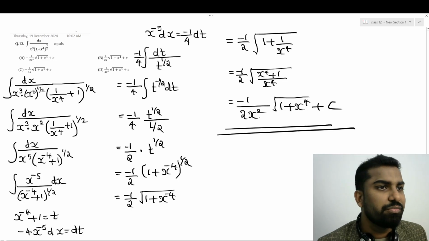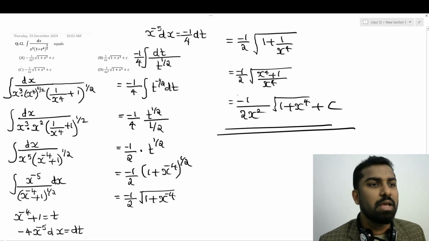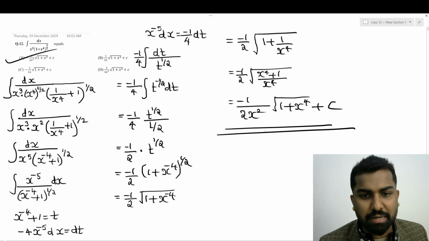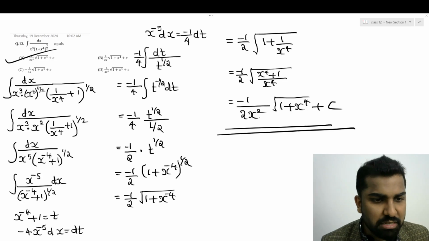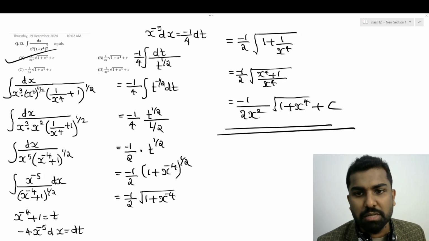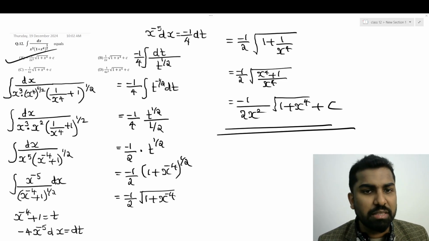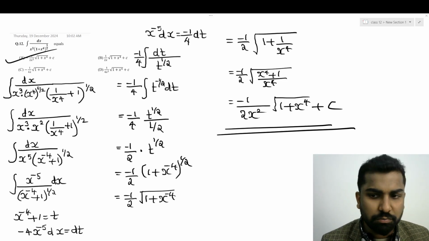So the answer of the question, integral of dx divided by x cube into (1 plus x power 4) whole power 1 by 2, is minus 1 by 2 x square into root of 1 plus x to the power 4 plus c. That is option A, the correct answer for this. Okay, so I hope this question is clear to everyone. Before doing integration, we have to rearrange the things very properly in order to do the integral part very easily.